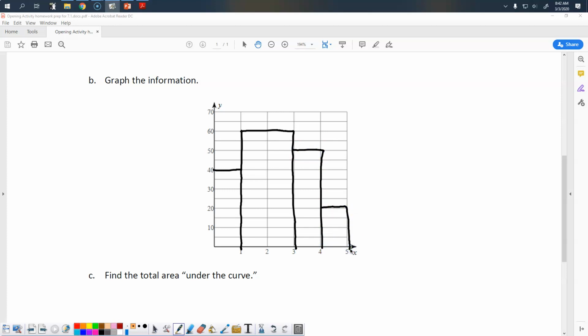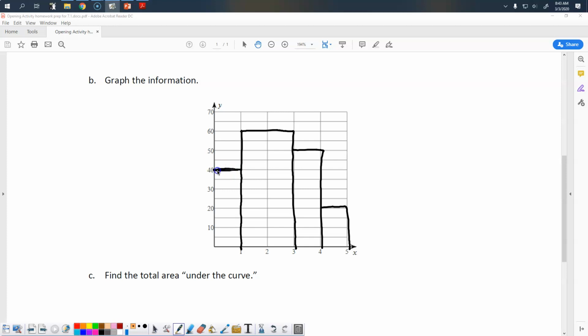Okay. And it says find the area under the curve. So someone want to chime in on that? 140? Well, let's see if we can find out how Pearl got 140. So she says 140. It's probably wrong.